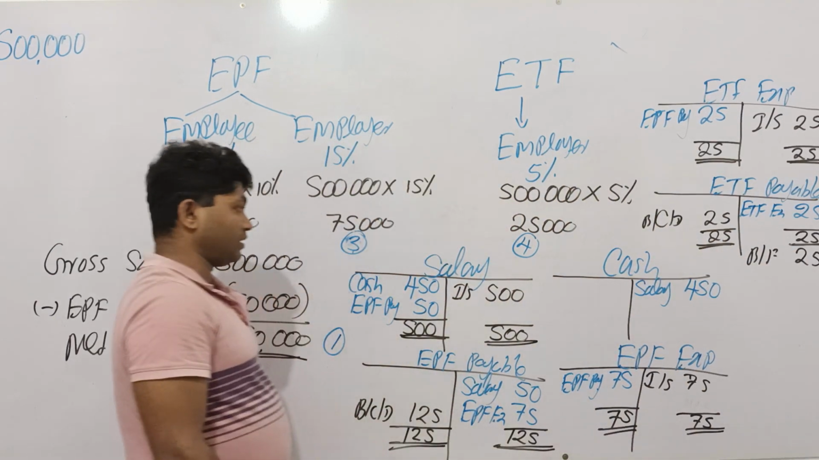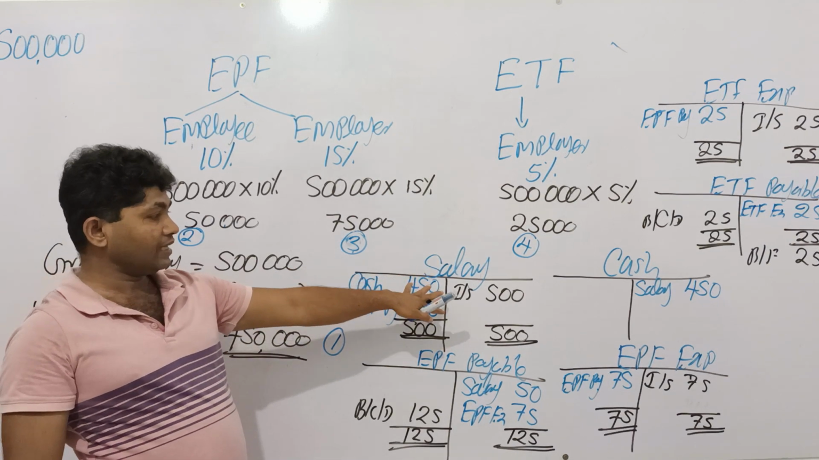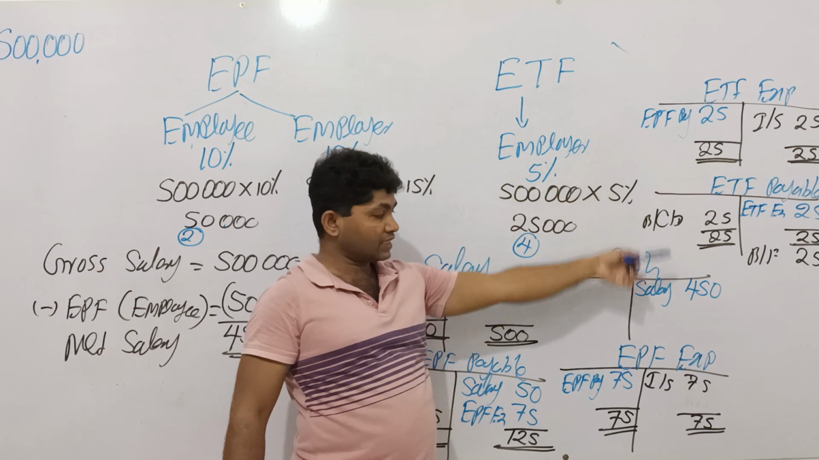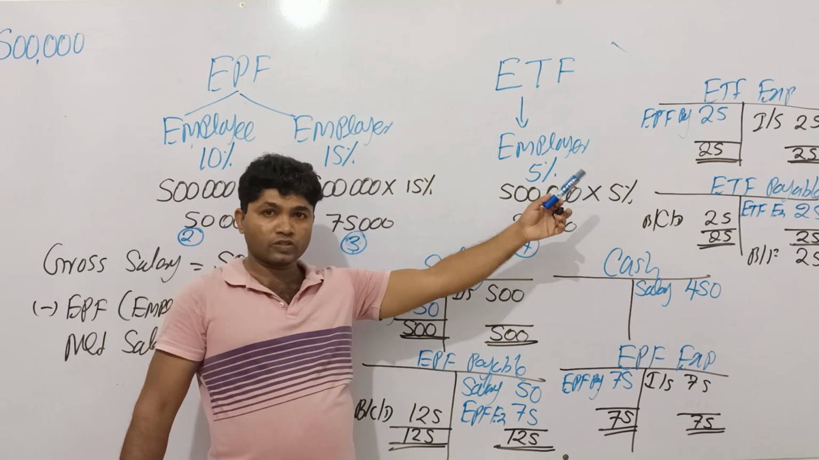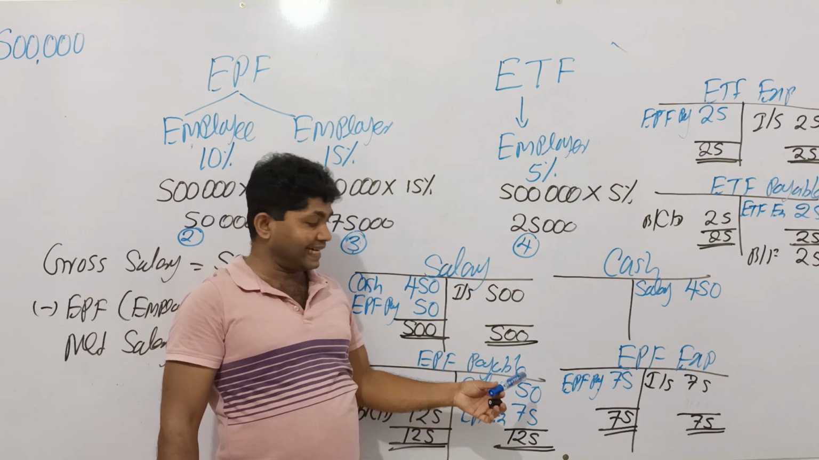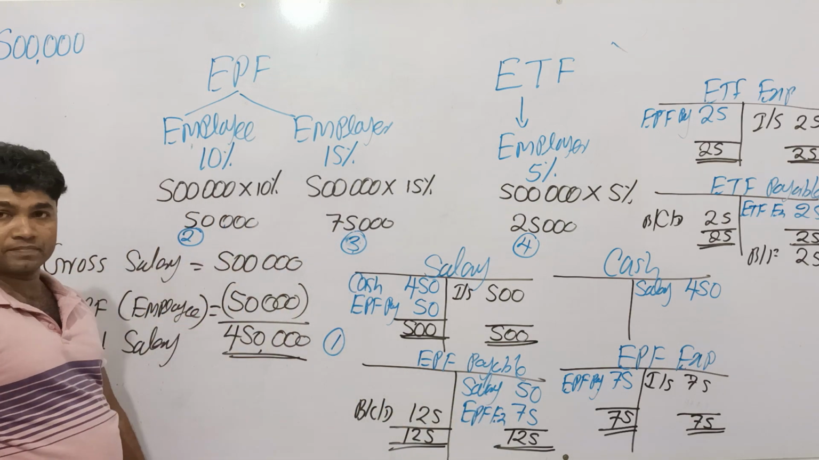Think, EPF and ETF adjustment. There are 5 marks. Three expenses are available: salary, EPF expense and ETF expense, under administration expense. But EPF payable and ETF payable are liabilities. Therefore, those values should be recorded under current liabilities in any organization. This adjustment is available in all organizations.